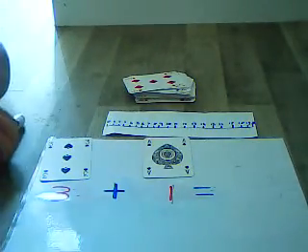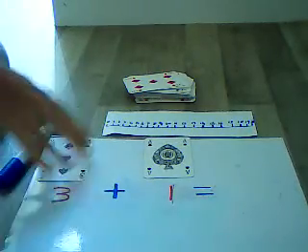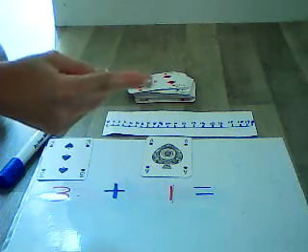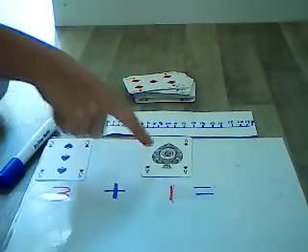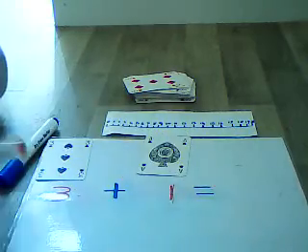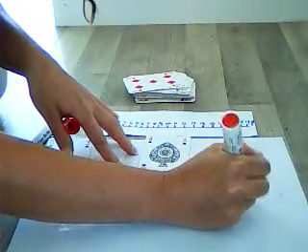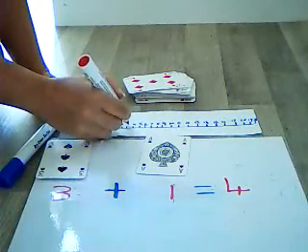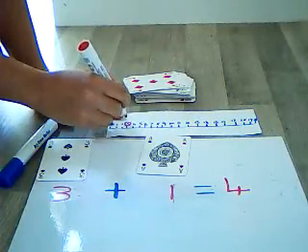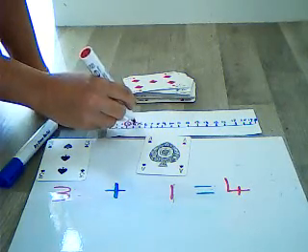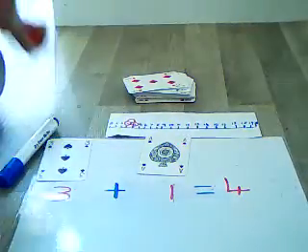Now, to work it out, we're going to count on from the largest number. So we're going to put 3 in our head. 3. We've got 1 on our card. We can use the card image or we can use our finger to count on. 3, 4. 3 add 1 equals 4. You can use a number line. You find the number 3 and count on 1. And your answer is 4.